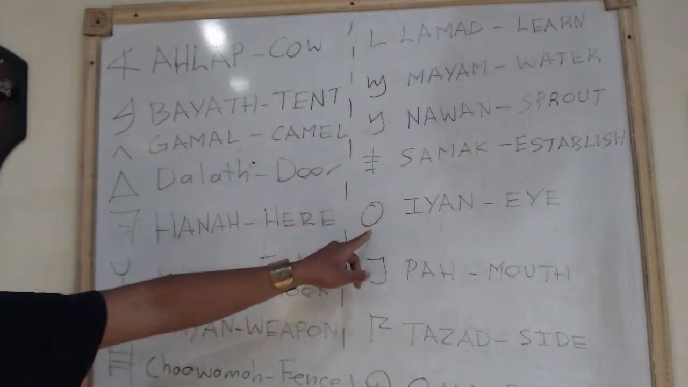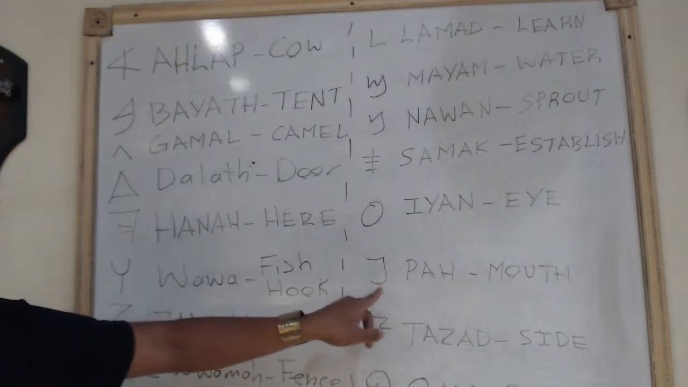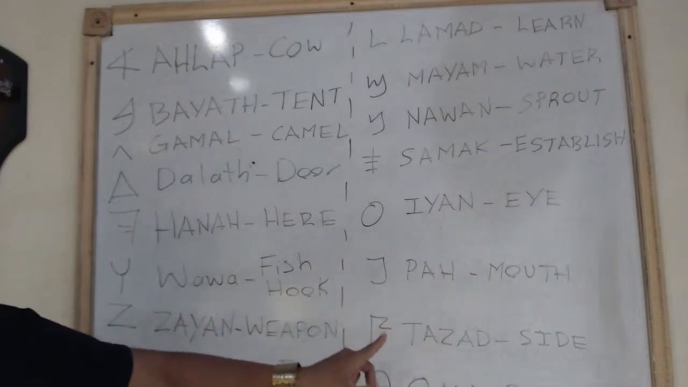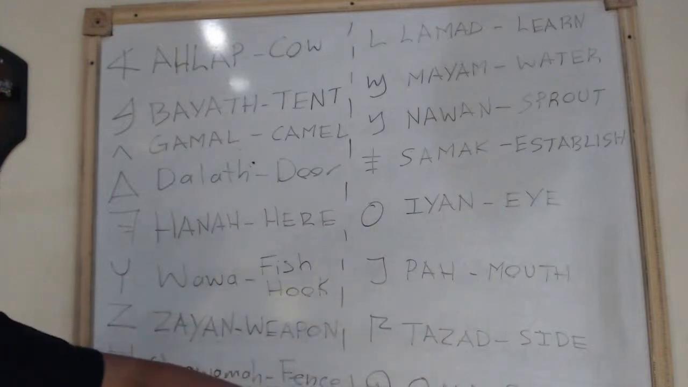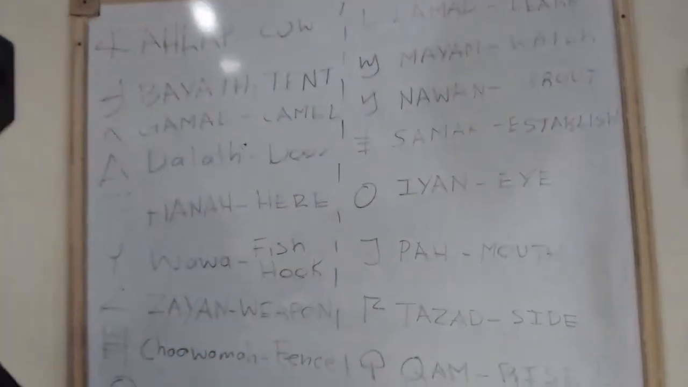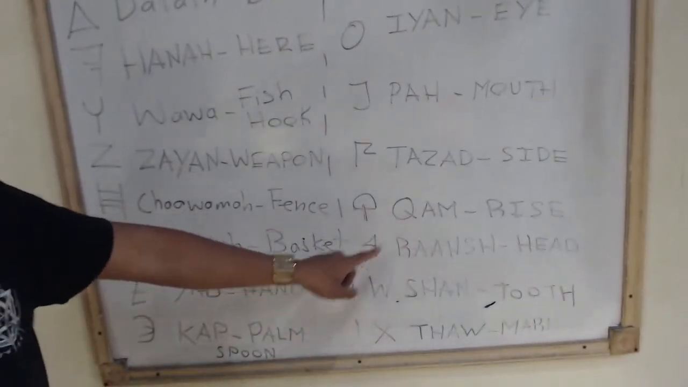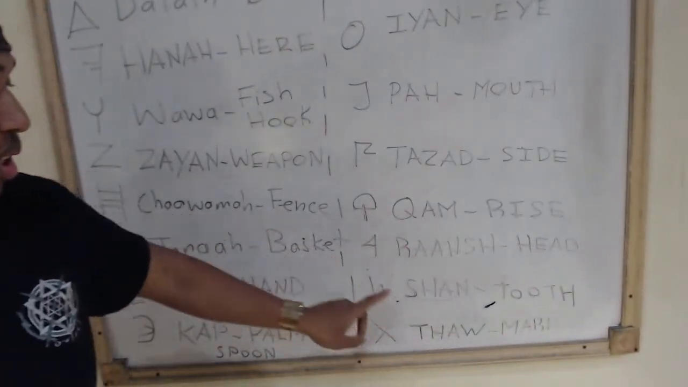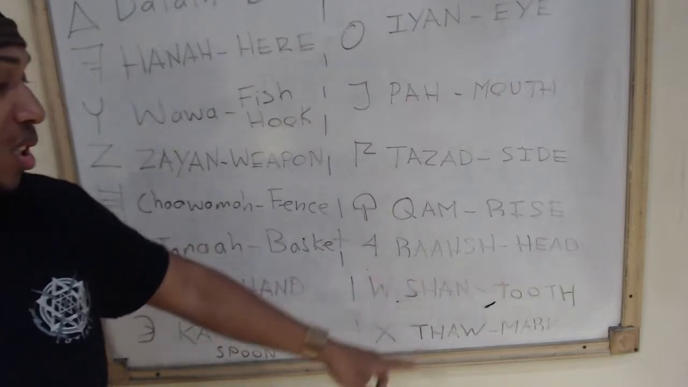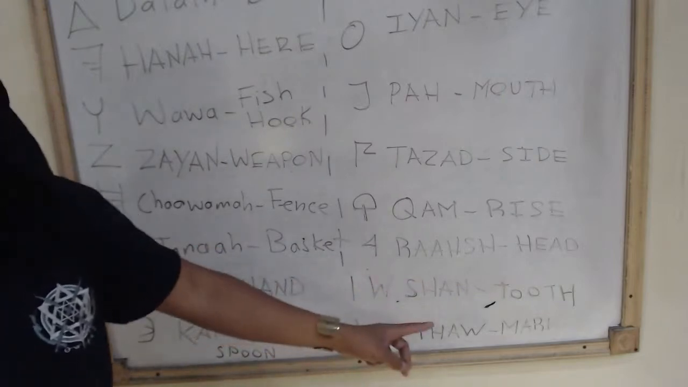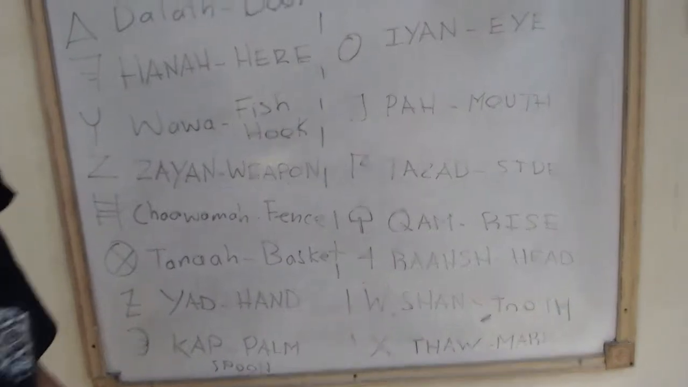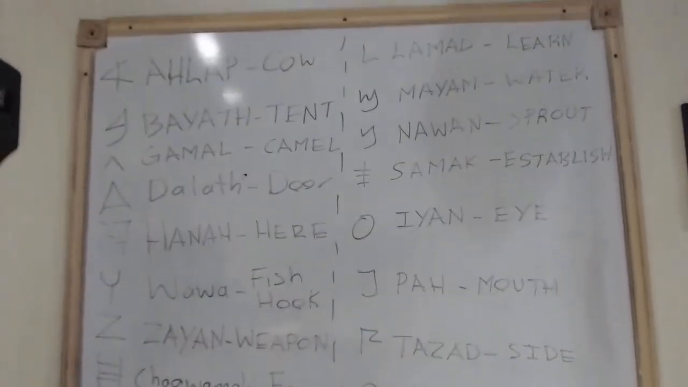I is for ayan, pa is for pa, taza is for tazad, right? And kwa is for kwam, like kwam yasha Allah, right? Ra is for Ra'ash. Sha is for Shan. And Ta is for Tao. Right? So now, as we would usually say the alphabet, we can still do it, right?